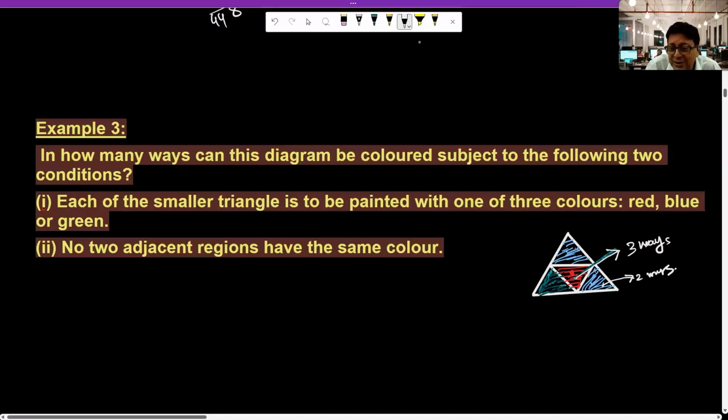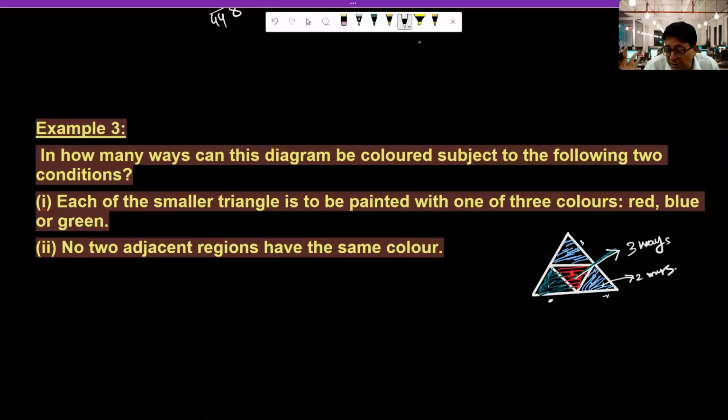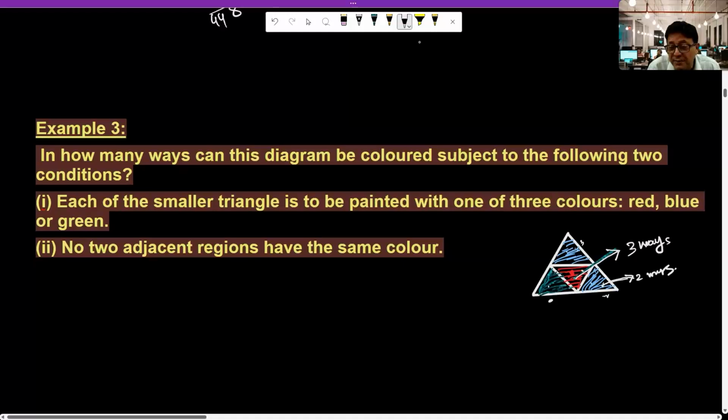And this one is not adjacent. This triangle, I mean this one and this one, are not adjacent. You can take the same color there. And this one also. None of these three smaller triangles are adjacent. You can put the same color there or different. The concept of the fundamental principle of counting starts here. This place in 3 ways, this one in 2 ways, this one 2 ways and this one 2 ways. Total it will be 2 into 3 into 2 into 2. That is 12 ways.